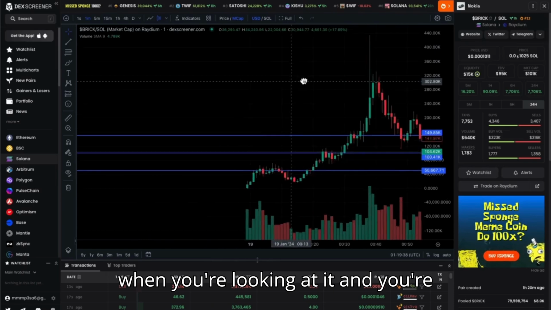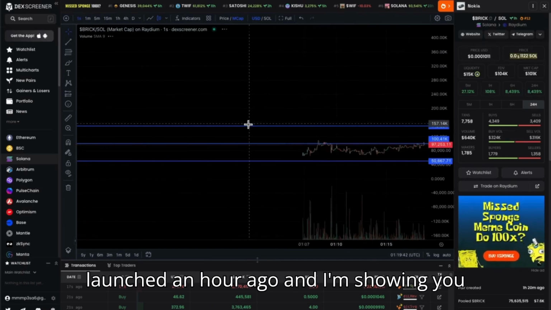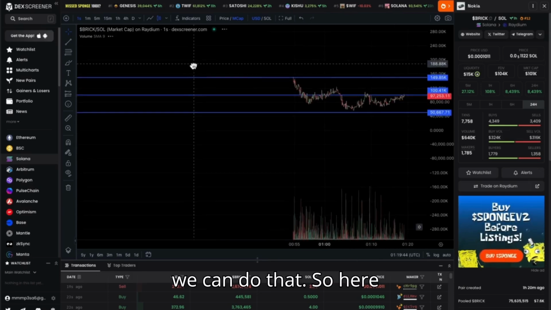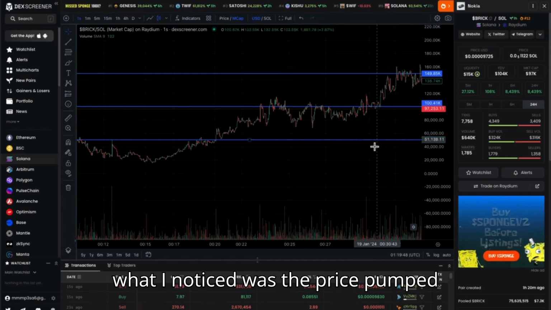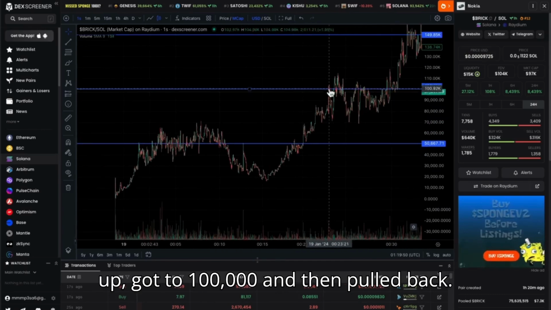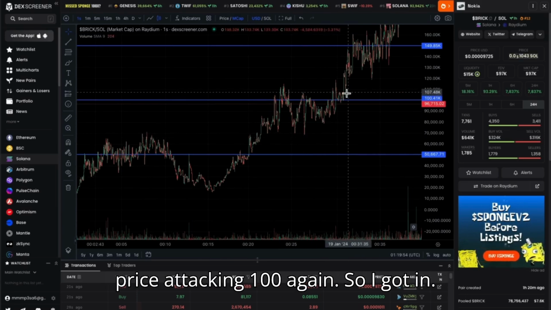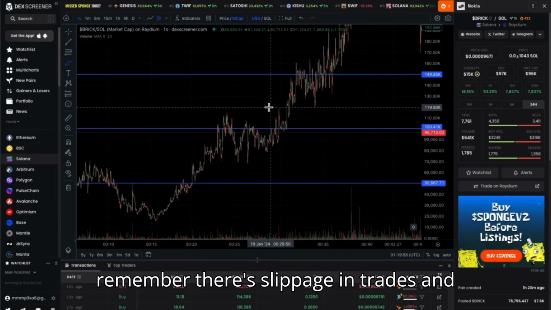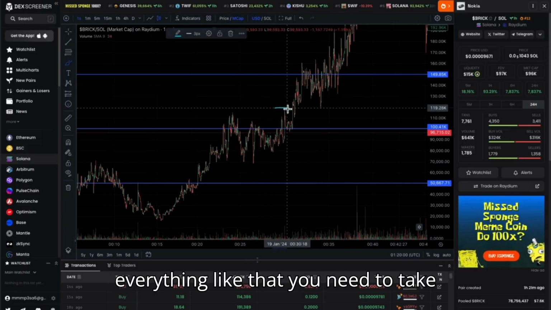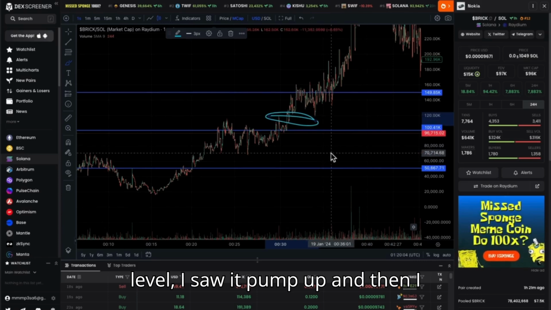But when you're looking at it and you're trading live like I was, so let's go into a 1 second chart. Because it literally only launched an hour ago and I'm showing you. We can do that. So here, what I noticed was the price pumped up, got to 100,000 and then pulled back. Then I was interested because I saw the price attacking 100 again. So I got in. This is not going to be perfect. And remember, there's slippage in trades and everything like that you need to take into account. But I got in around this level.